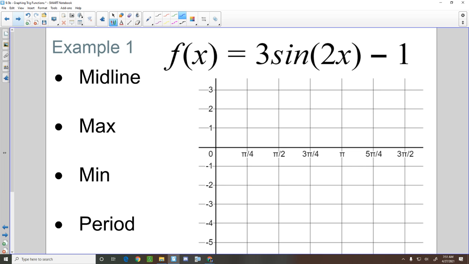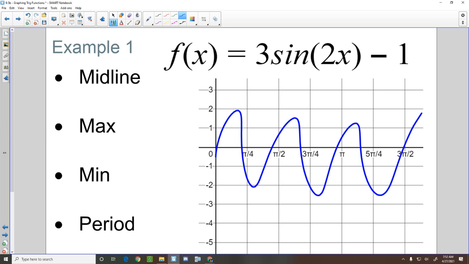So example 1. We need to graph this function, f of x equals 3 sine of 2x minus 1. All right, we have to graph this somehow. And on the left side, I guided you. I'm showing you, identify all 4 of these properties first to help guide you to draw your wave. You don't just want to go to the graph and start drawing willy-nilly waves, right? That's obviously not the correct graph for this.